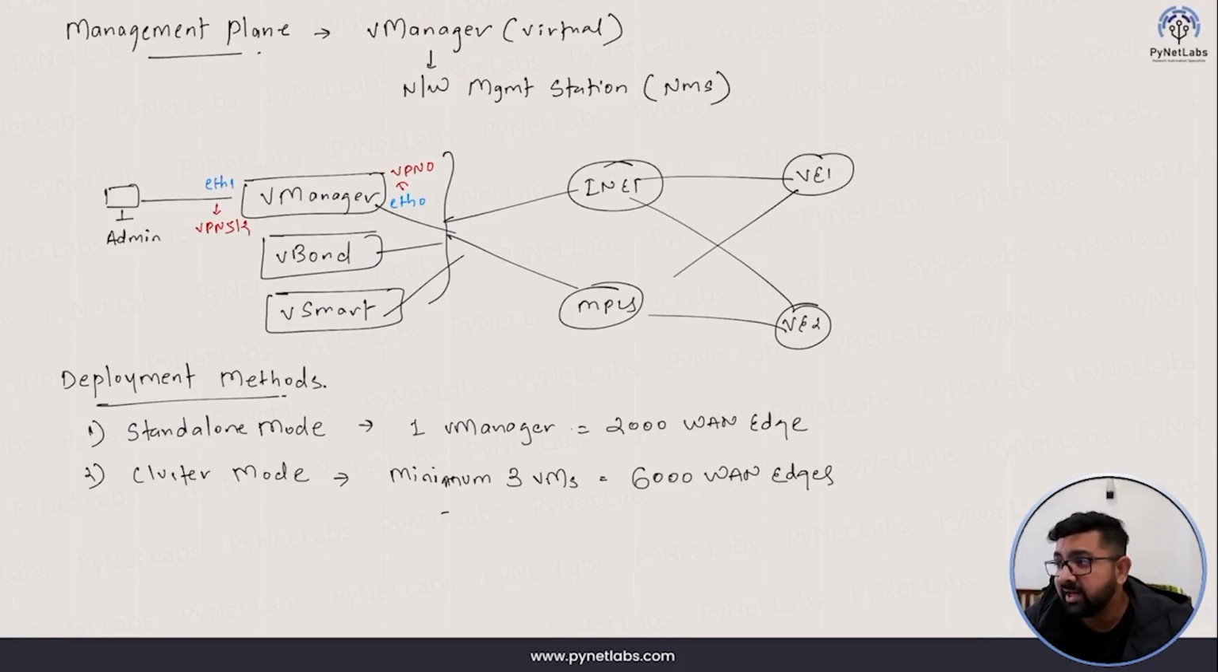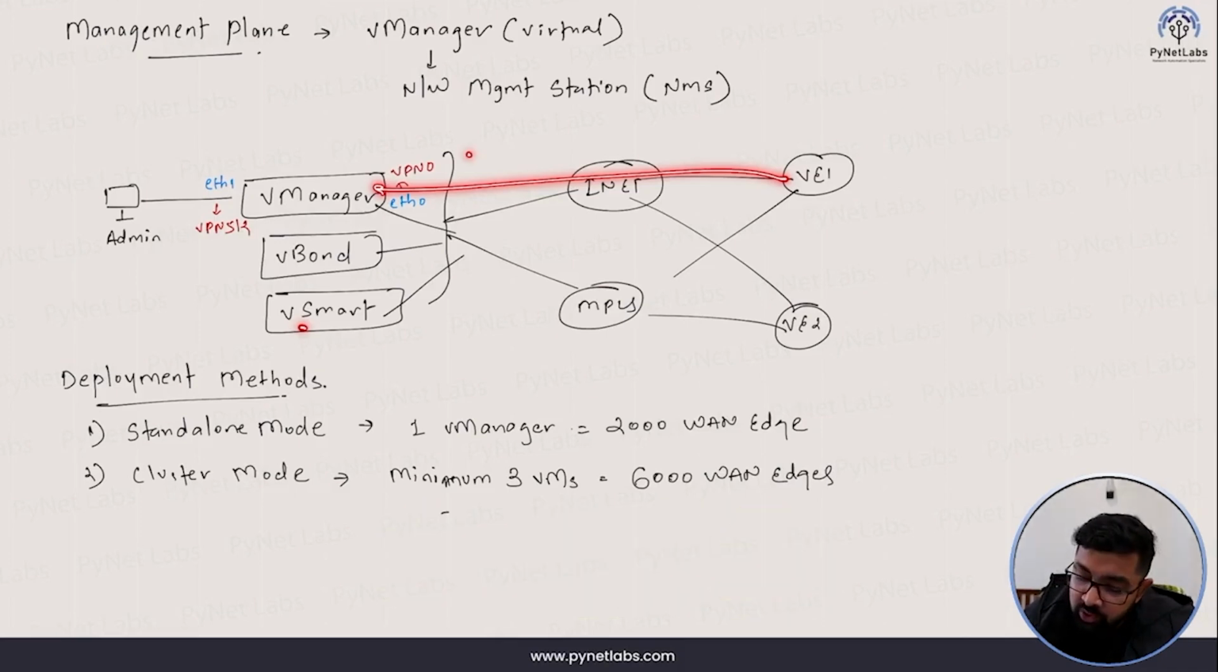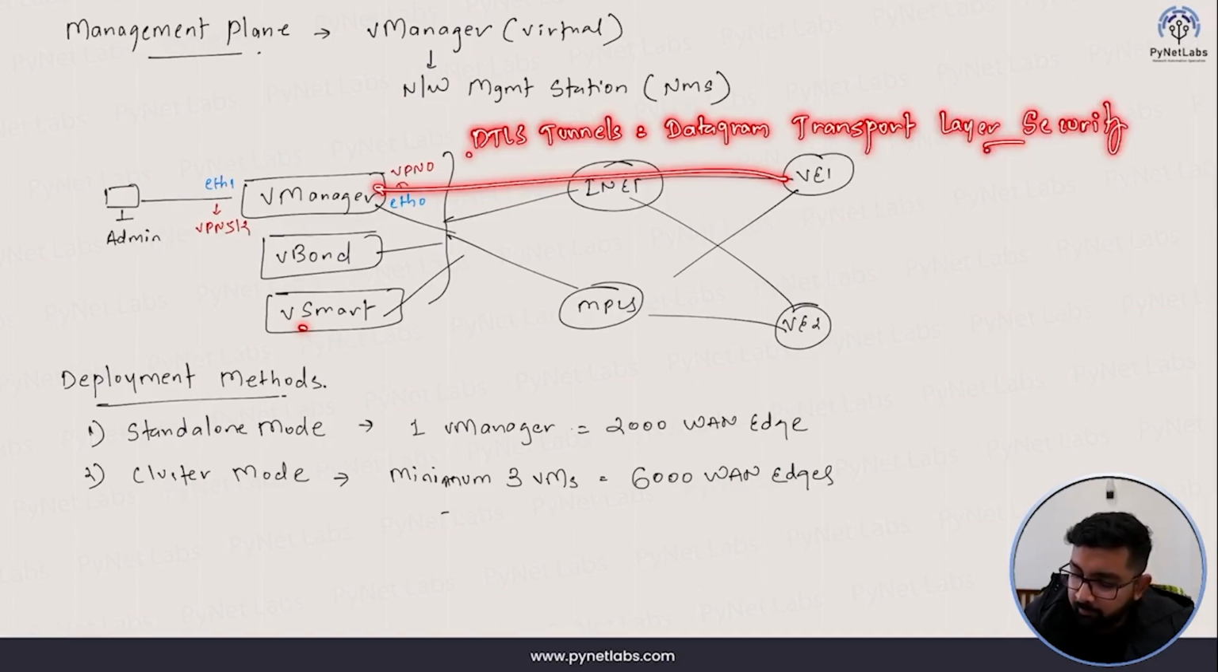Okay. And if there is a cluster in place, then the control connections will get load balanced across the cluster nodes. We'll speak about the clustering and high availability part later though. But yeah, the tunnels which are going to be formed between vEdge and vManager are going to be DTLS tunnels, which stands for Datagram Transport Layer Security. You cannot change that.